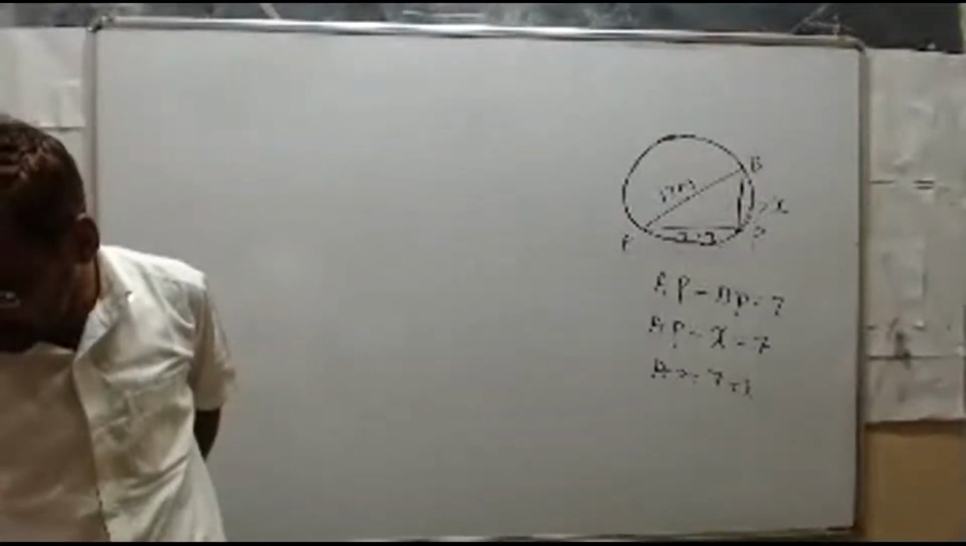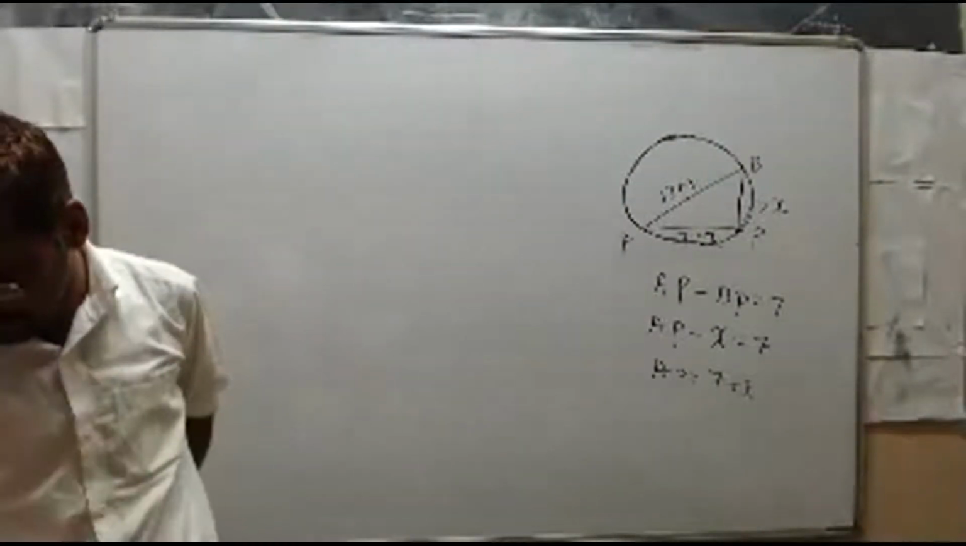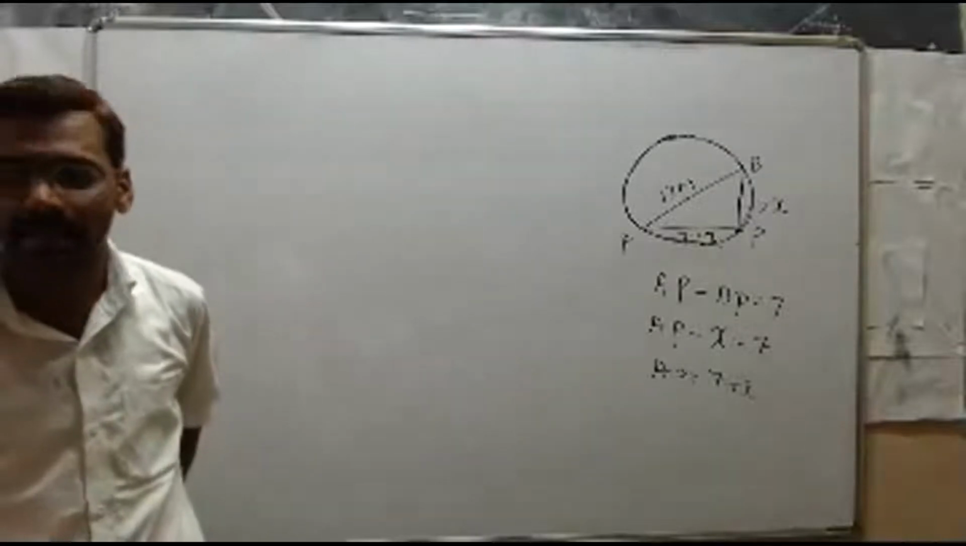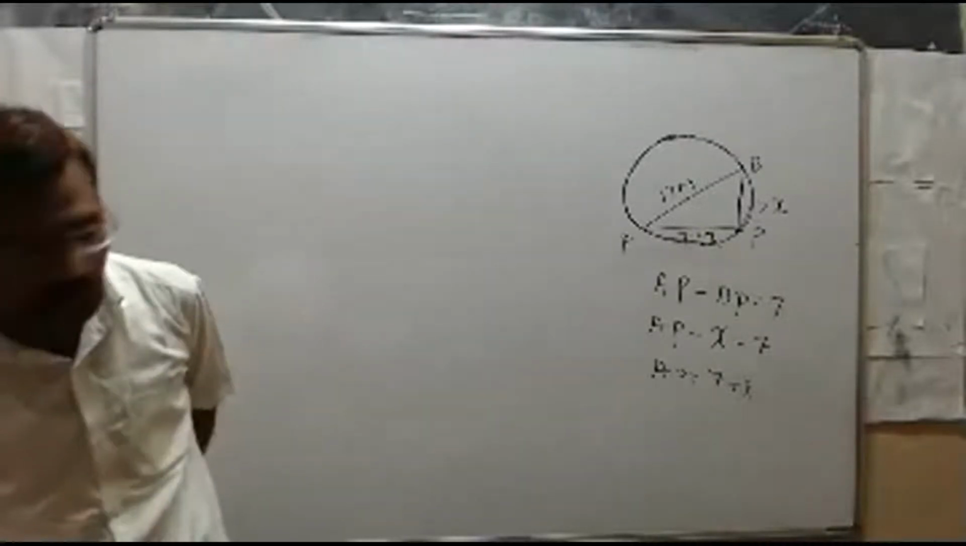A and B on the boundary is 7 meters. The difference is how much? 7 meters. Is it possible to do?